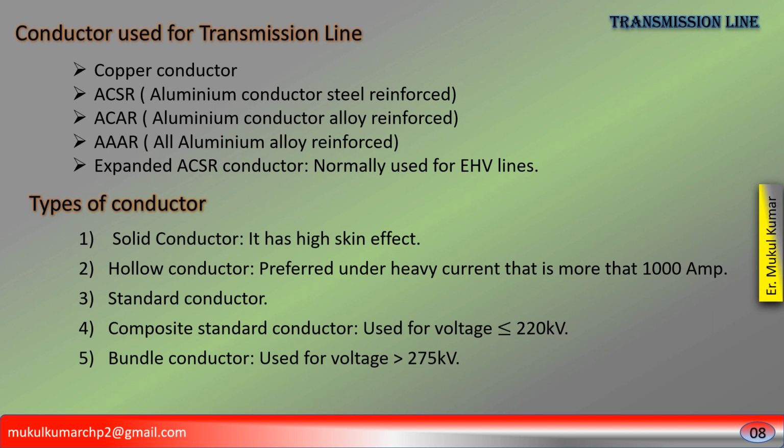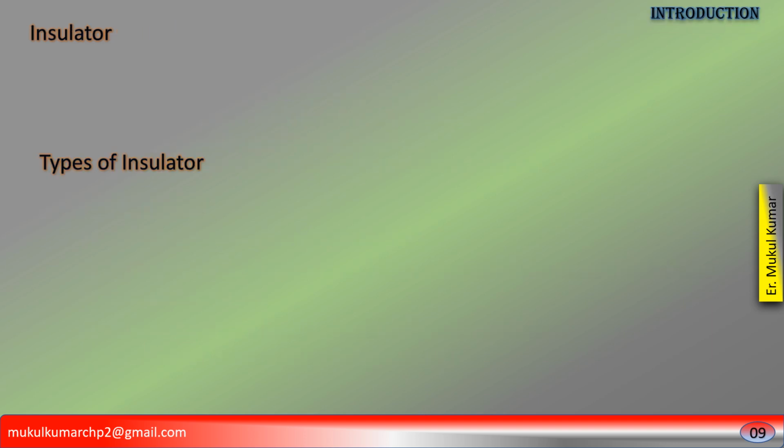Conductors used for transmission line. First is copper conductor, second is ACSR, third is AAAC, fourth is triple AR, and fifth is expanded ACSR conductor, normally used for EHV lines. Types of conductor: solid conductor, hollow conductor, stranded conductor, composite stranded conductor, and bundle conductor. Bundle conductor is used for voltage above 275 kV.